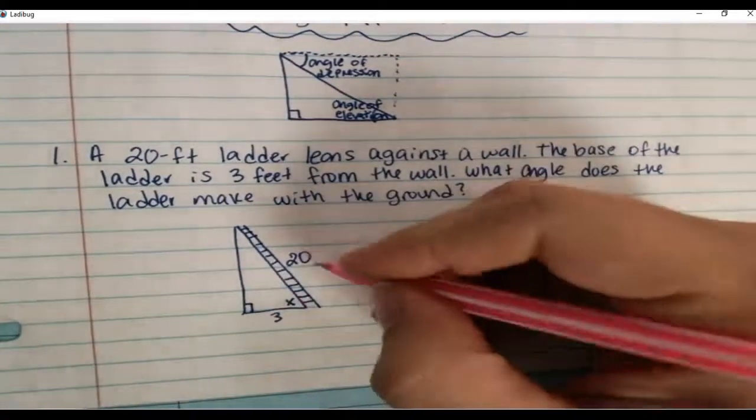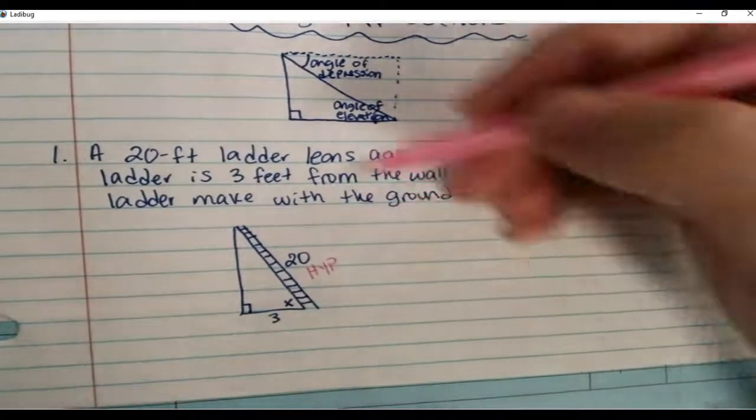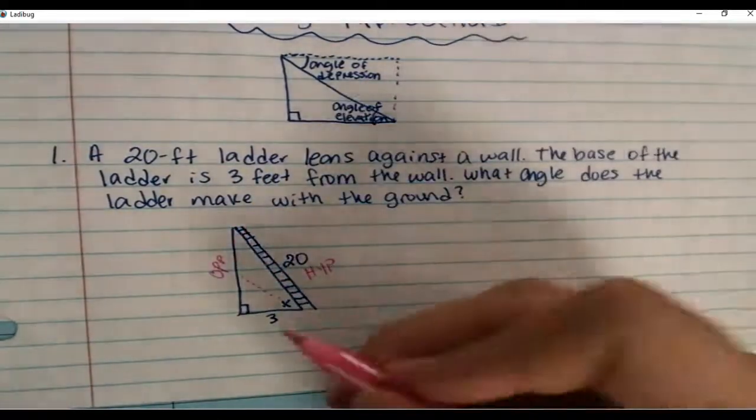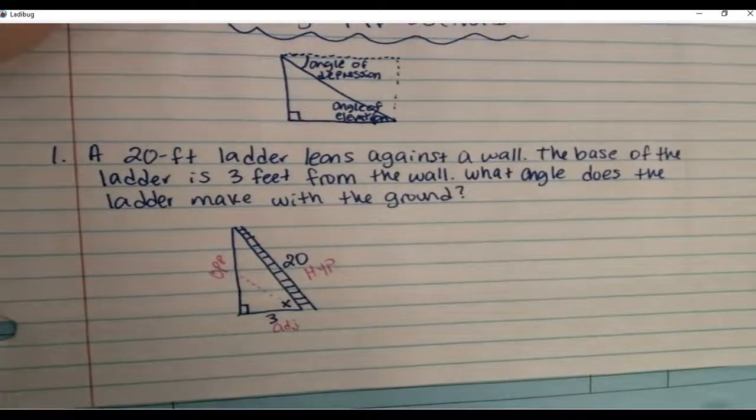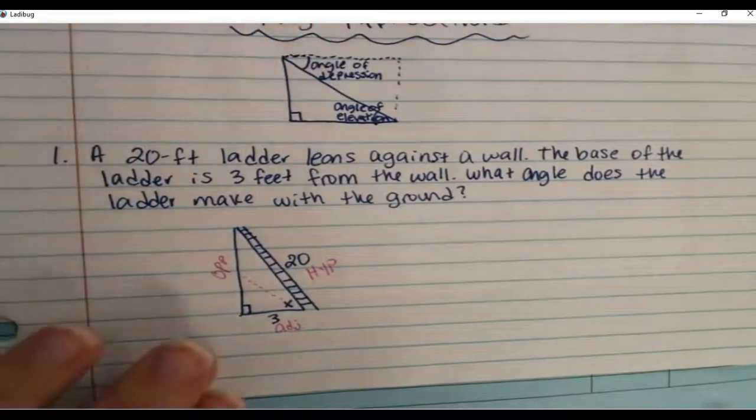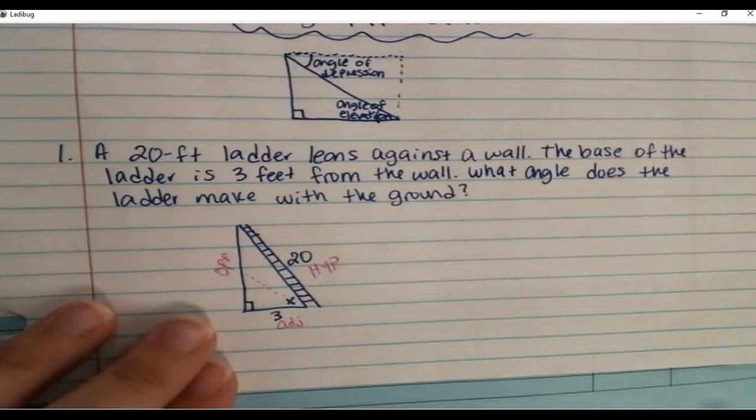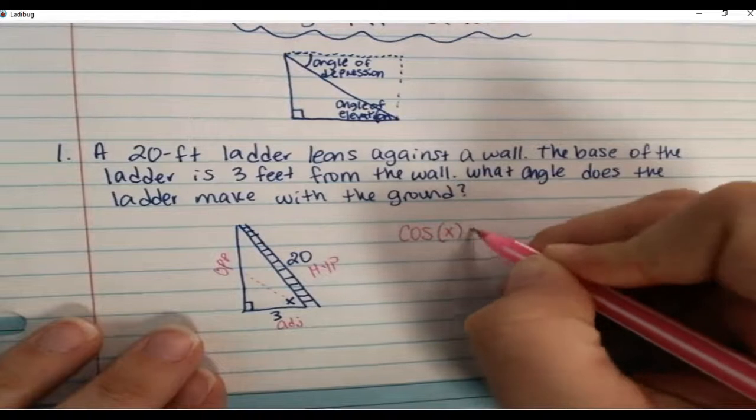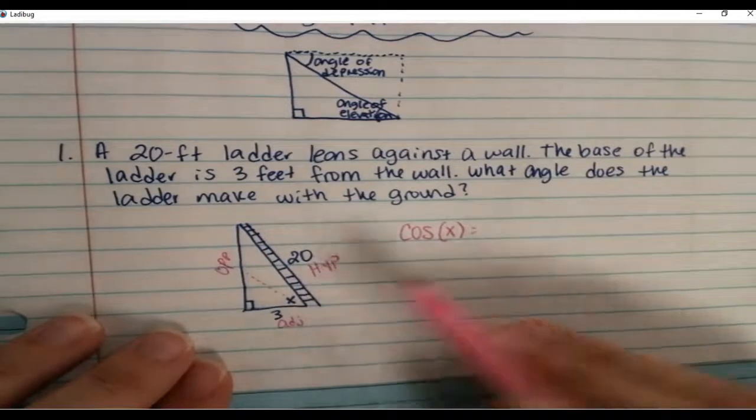So here's our right angle, so our ladder is our hypotenuse. X, if we go across, takes us to the opposite, which is our wall. So then our adjacent is the floor, or the ground, whatever. So if I'm trying to find X, which trig function should I use? Good, cosine. So cosine of X, because we don't know the angle, that's what we're trying to find. But it's A over H. So 3 over 20.